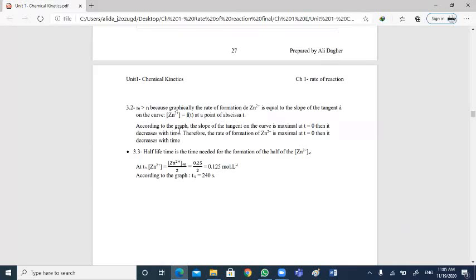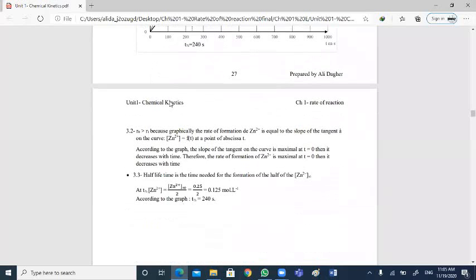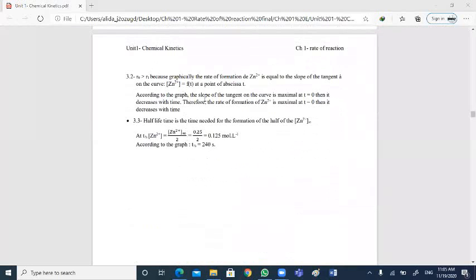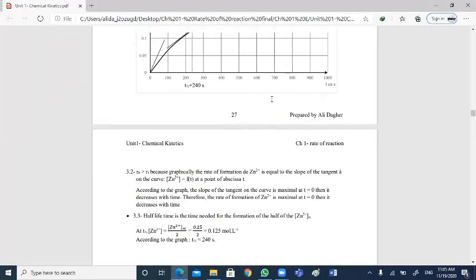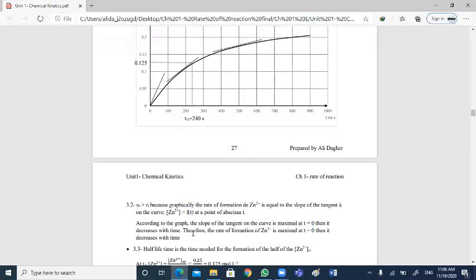We draw on the curve 2, 3 tangents, and according to the graph, the slope of the tangent on the curve is maximal at t equals 0. The slope is maximal at t equals 0. Then it decreases with time. Therefore, the rate of formation of Zn2+ is maximal at t equals 0. Then it decreases with time. Thus, we can explain graphically the variation of the rate with time.